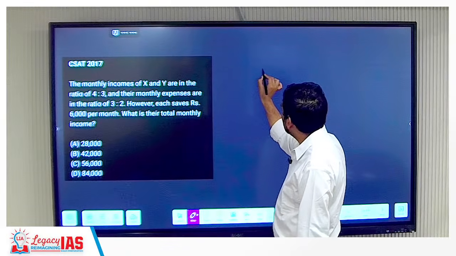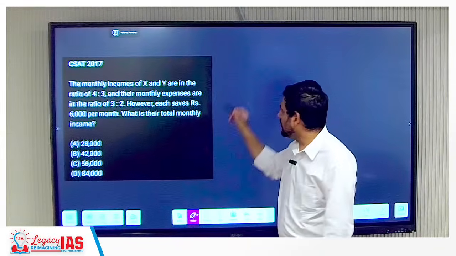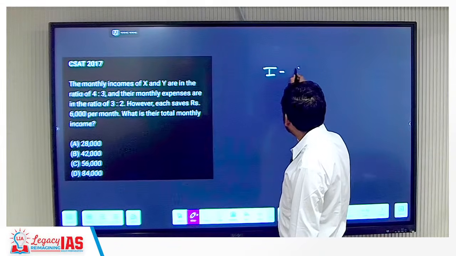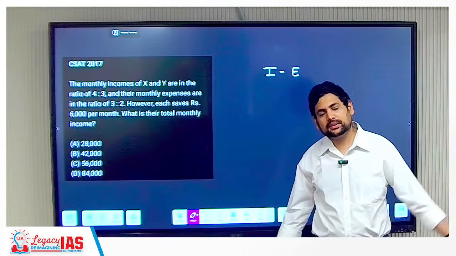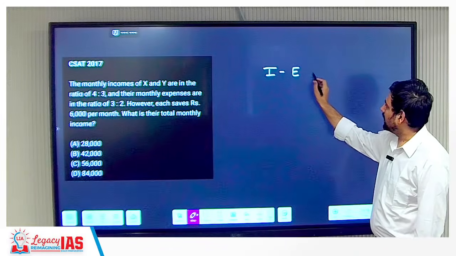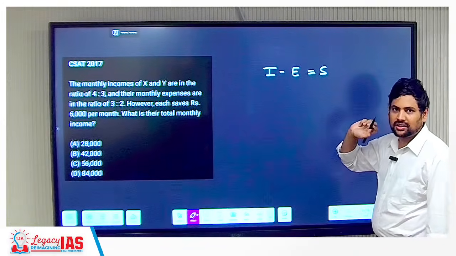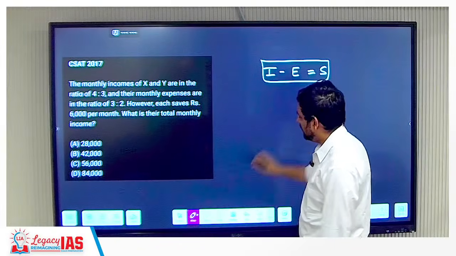Now, you tell me first, what is saving? Whatever you earn in life, whatever your income is, minus whatever you spend. You have some daily spendings, monthly spendings. From your income, expenditure is subtracted, and what you get is savings. Do you understand this? Correct. So income minus expenditure is savings.